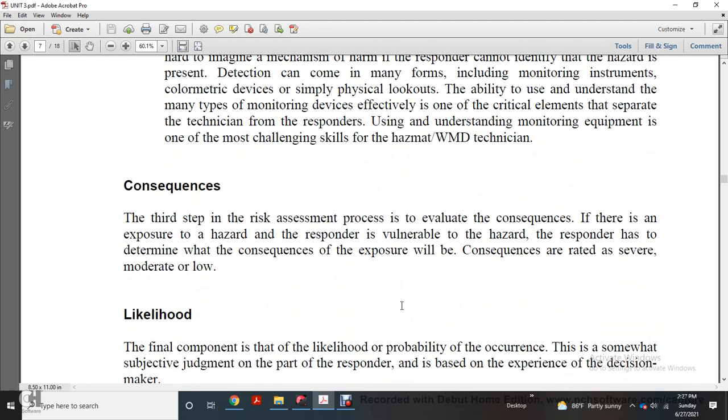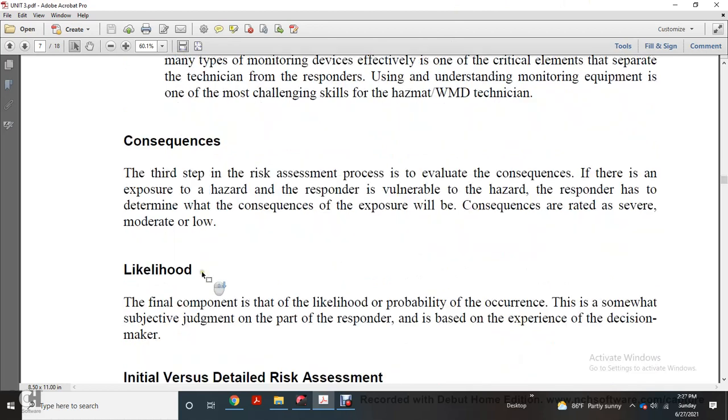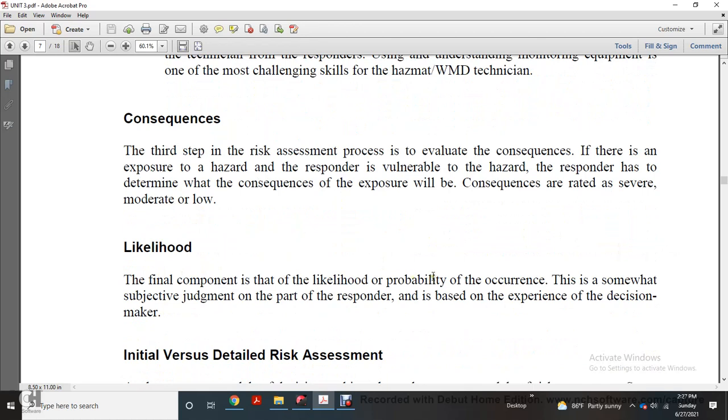Consequence, the third step of the risk assessment, is to properly evaluate the consequences. If there is any exposure to the hazard, the responder is vulnerable to the hazard, and the responder has to determine the consequence of exposure. Consequences are rated as severe, moderate, or low. The final component is likelihood, or probability, which is somewhat subjective and depends on the judgment of the responder.